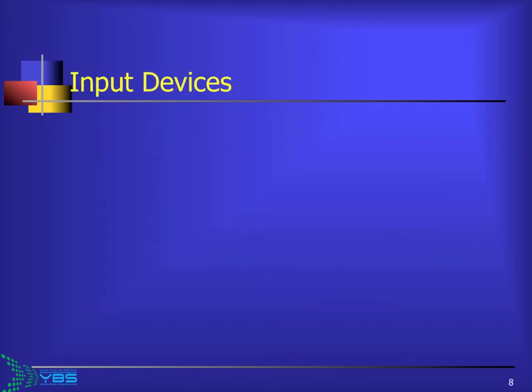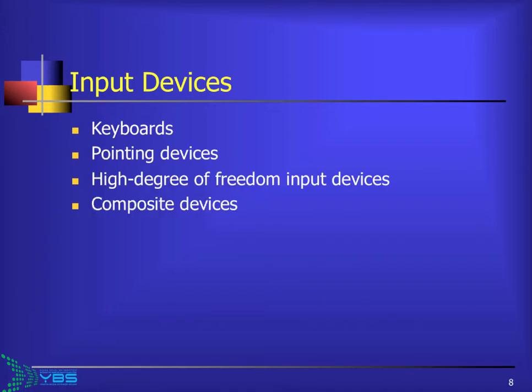Let's go into a little more detail about each one. If you want to talk about keyboards, in computing, an input device is a peripheral piece of computer hardware equipment used to provide data and control signals to an information processing system such as a computer or other information appliance. For example, input devices include keyboards, pointing devices, mice, high degree of freedom input devices, computer devices, and digital cameras, joysticks, and many more.